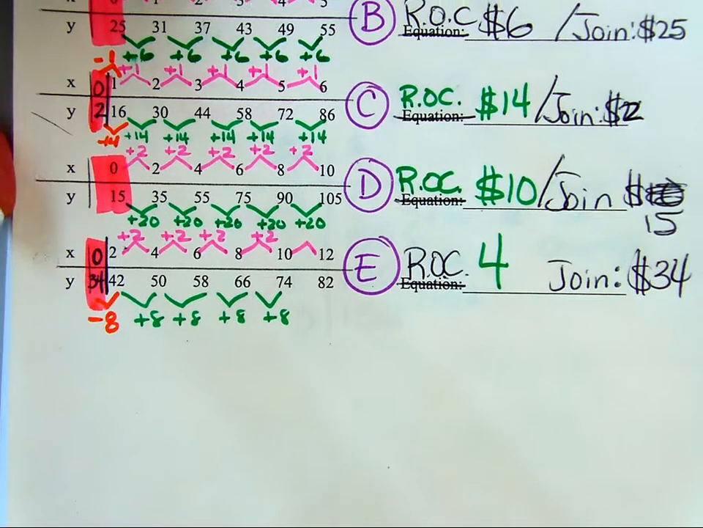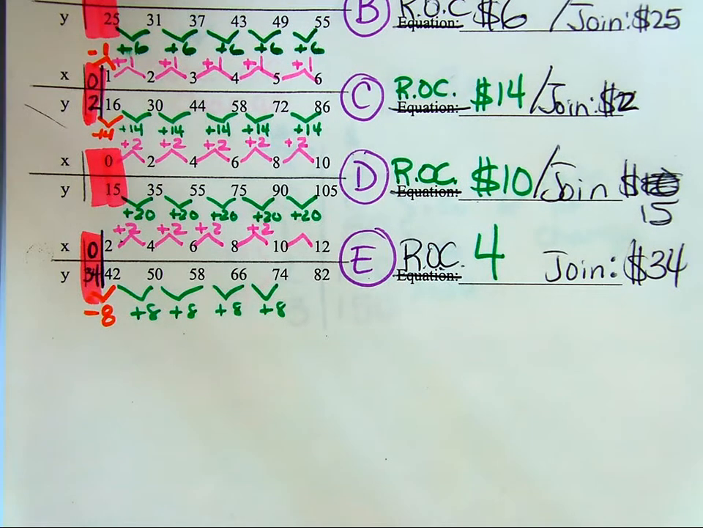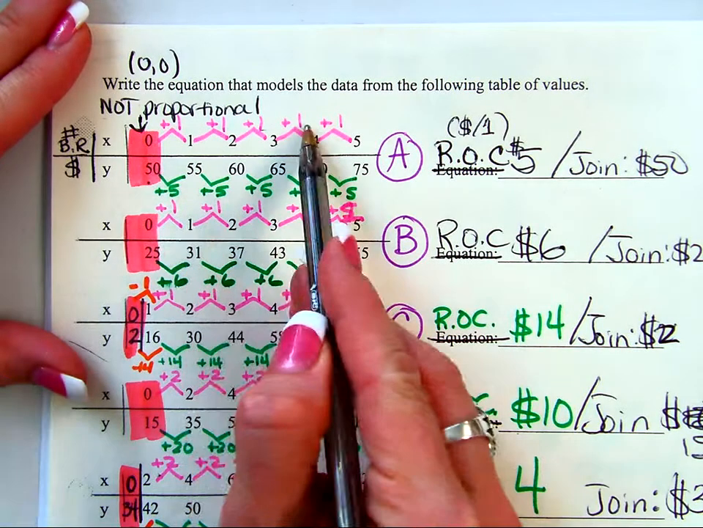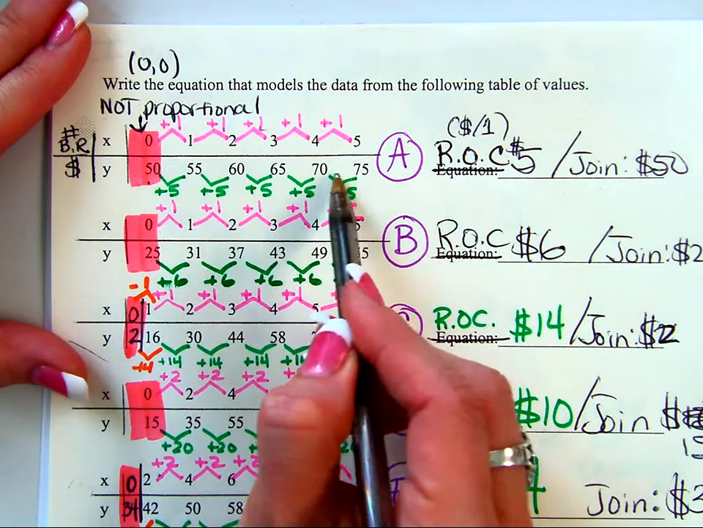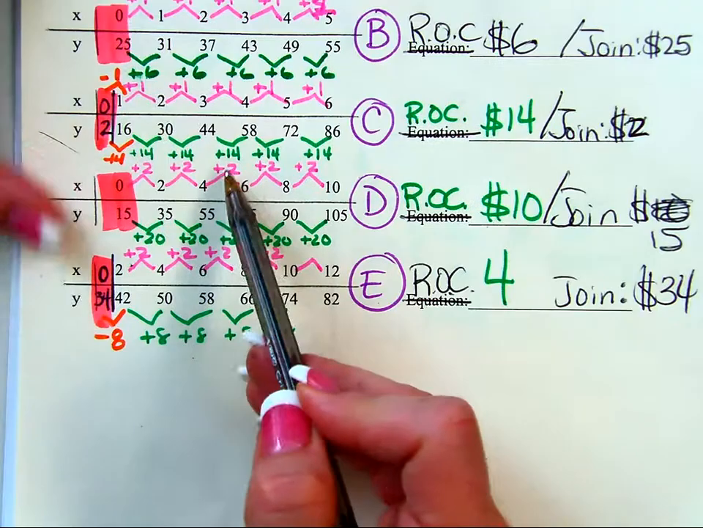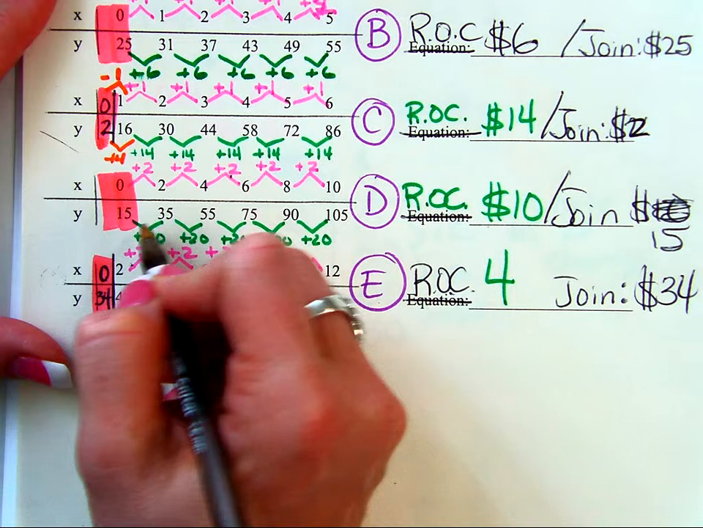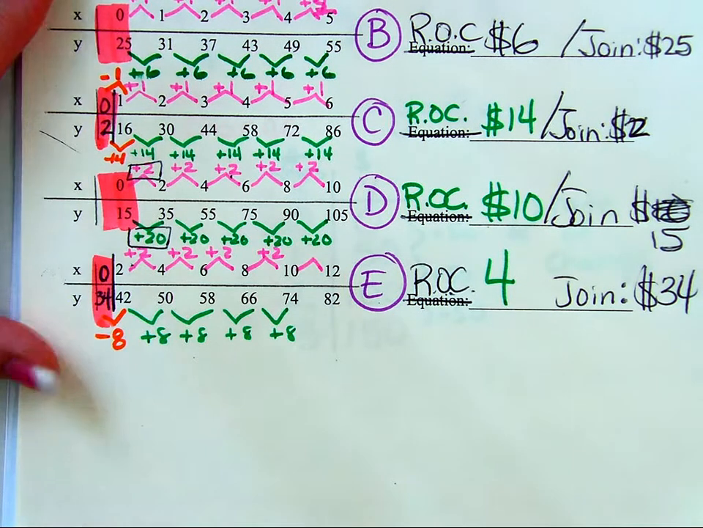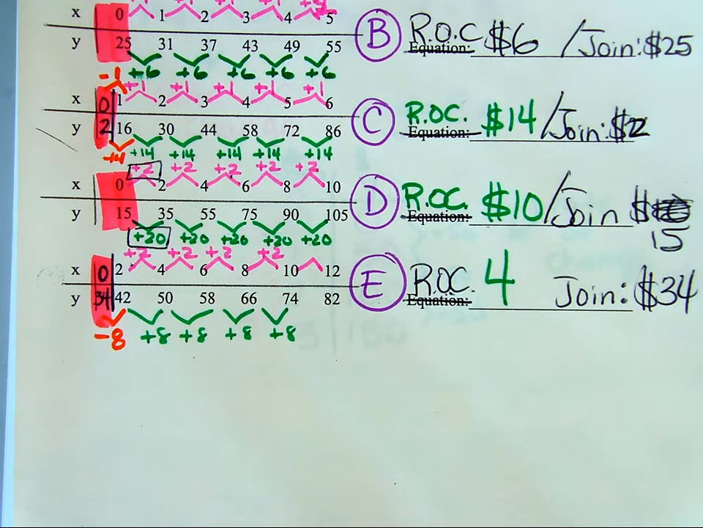So here's what we're going to talk about next. If you have ones here, your rate of change is just this difference, right? If you don't, did you see that I could have just divided 20 by 2? So watch, I'm going to show you something. This is where it all comes together. We're not done yet. I still have another sheet to give you.